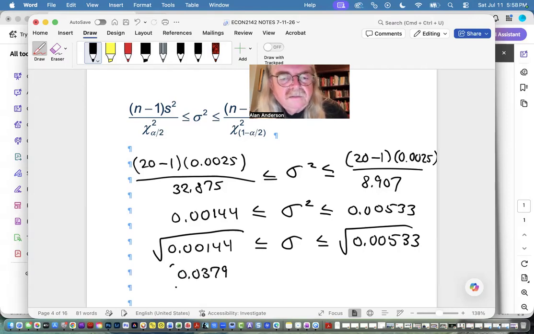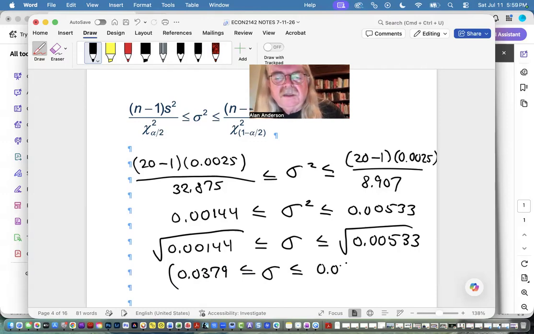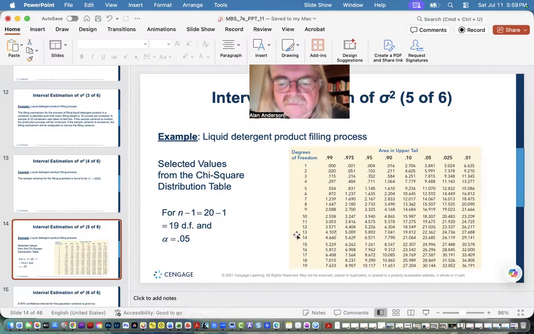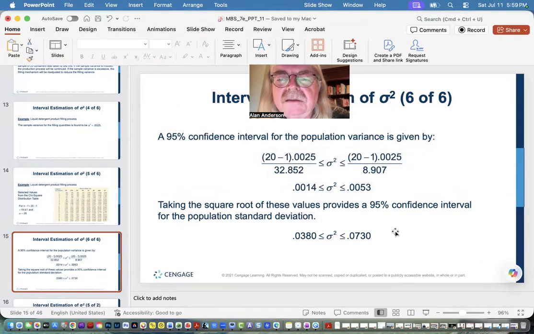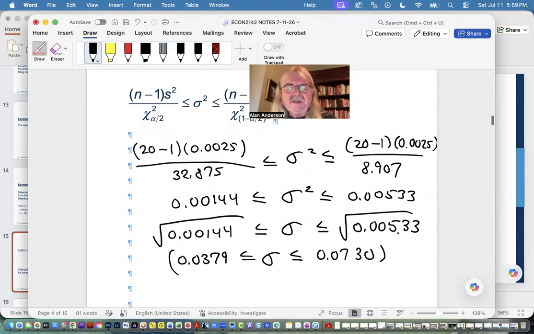0.0379 and 0.0730. Okay, so now they may have rounded it slightly differently. Yeah, they did, but it's the same. And this is our 95% confidence interval for the standard deviation.